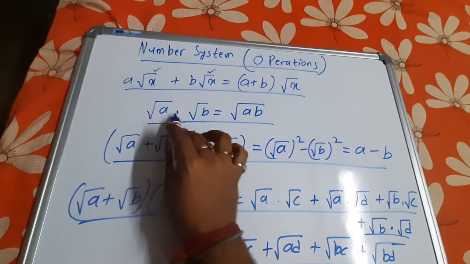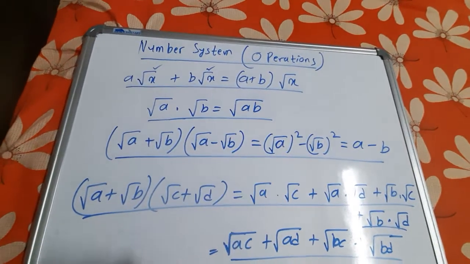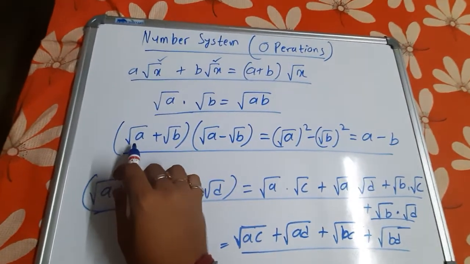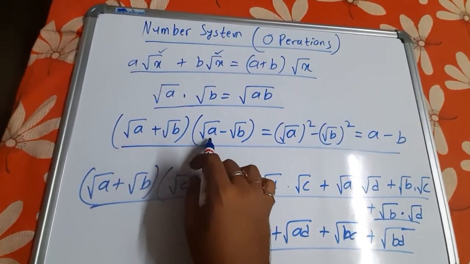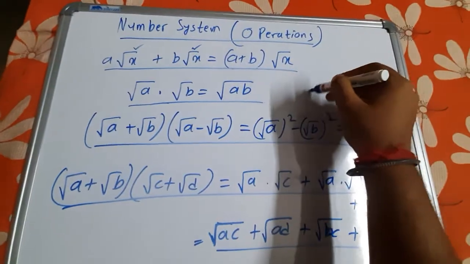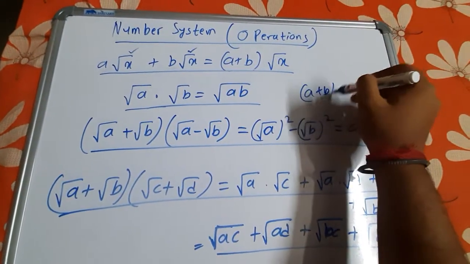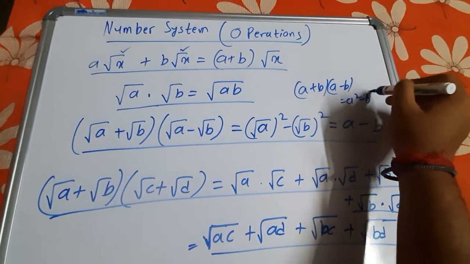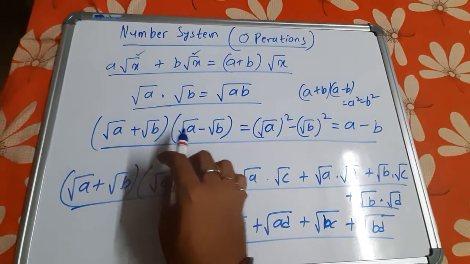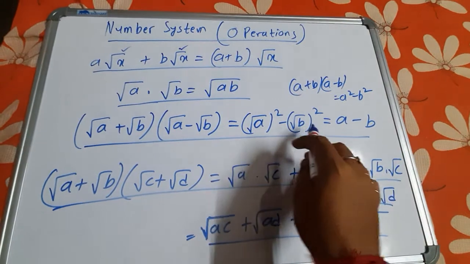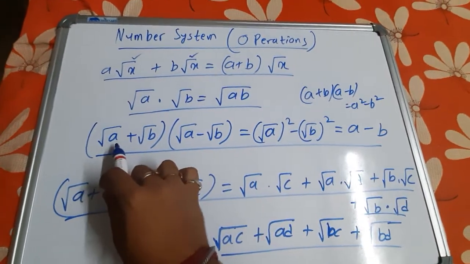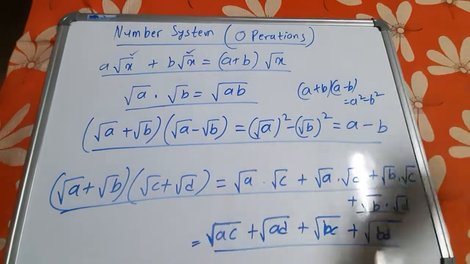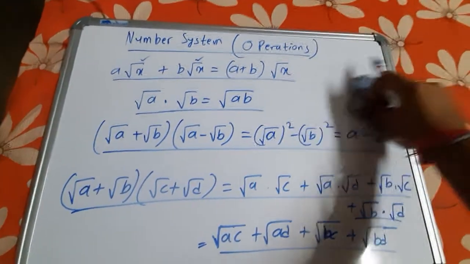Now root a into root b will form root ab. Okay, root ab. Next, see, root a plus root b into root a minus root b. It is just like the formula a plus b into a minus b, which you have learned in previous classes: a square minus b square. So what is a over here? A is root a. What is b over here? B is root b, so root a whole square minus root b whole square. Okay, so this is the formula.